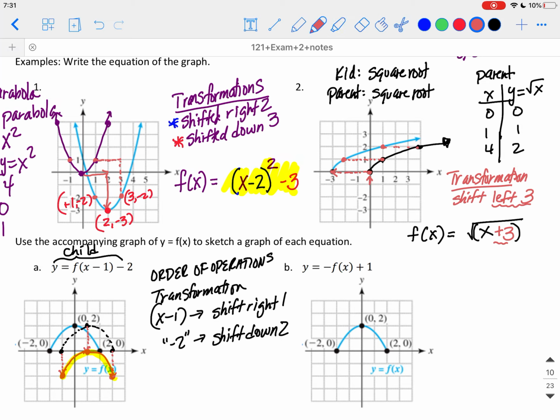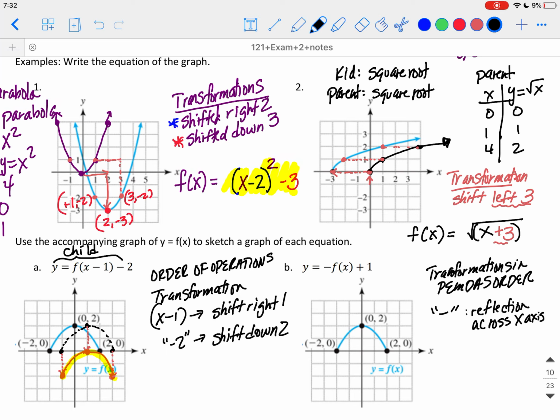All right, next one. It says y is equal to negative f of x plus 1. Okay, so the transformations in PEMDAS order. Here we go. Transformations in PEMDAS order. So I don't have any parentheses. I don't have exponents. I do have a multiplication, the negative on the outside. So that one's first. So the negative on the outside is a reflection across the x-axis.